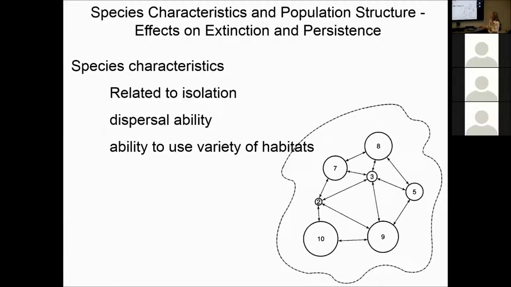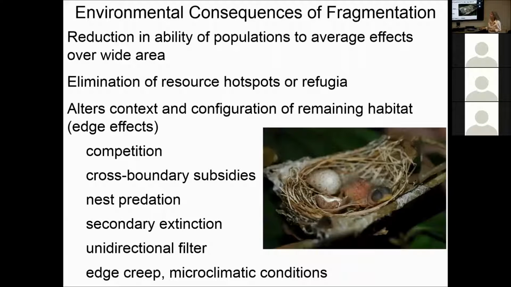So your ability to disperse, your ability to use a variety of different habitats will help you persist in a landscape that's something like this with isolated fragments. And then there's also the environmental consequences of fragmentation: how do you average out the effects over a wider area? So you might have these resource hotspots eliminated, like the pig wallows or the army ants or something like that.